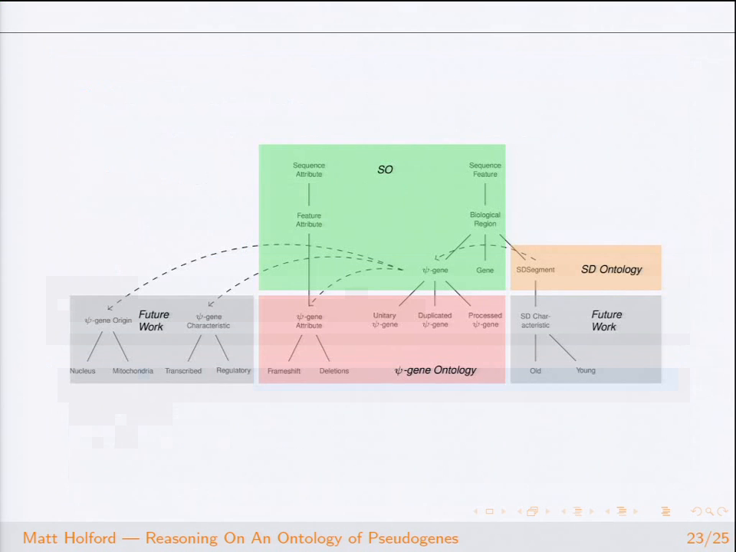Here, this shows the ontology that we're working with, how it fits in with the existing sequence ontology, and also possible future directions. What we have now is kind of a useful prototype that we can perform queries against, but it stops short of being a full ontology to describe pseudogenes. And we think it might be useful to create such an ontology in the future. Possible terms we might want to add include different characteristics of pseudogenes, whether they're transcribed or regulatory. Also, possibly the origin of the pseudogene, whether it's from the nucleus or mitochondria. And we can also look at features of segmental duplicate characteristics, whether they're long.